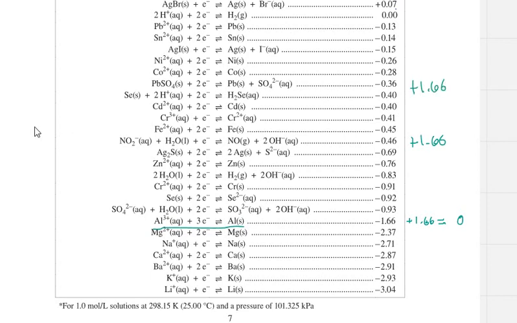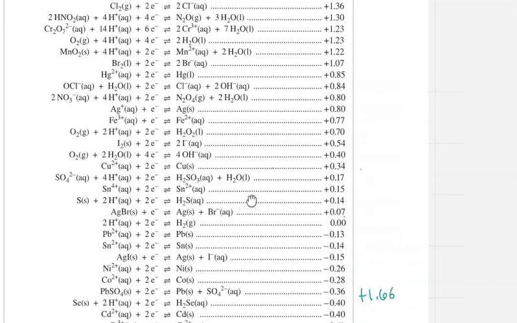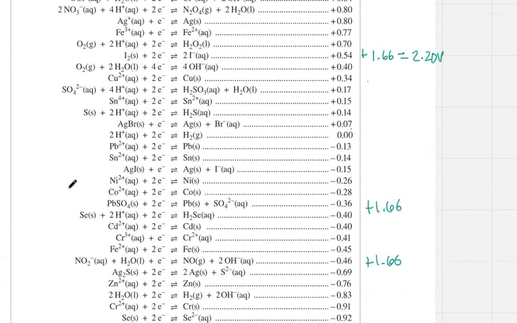Now, the one they are asking about in question 2 is iodine, the reduction of iodine. Oh, okay, it's not quite as high as I thought. Here's the reduction of iodine, normally 0.54 volts in our world, but if everyone went up by 1.66, then it would be listed as 2.20 volts. Good. Let's run that a couple more times.